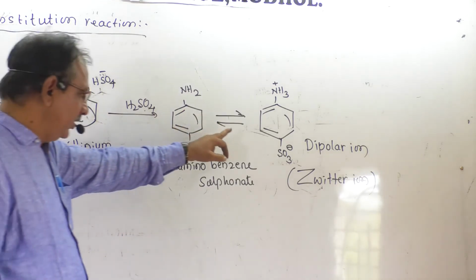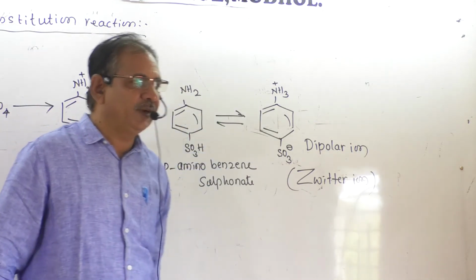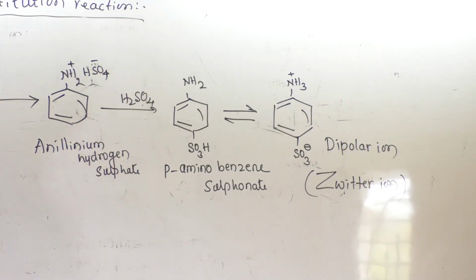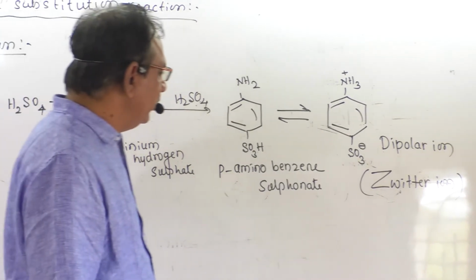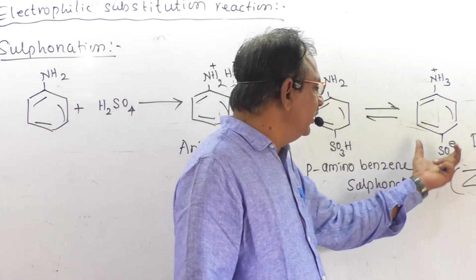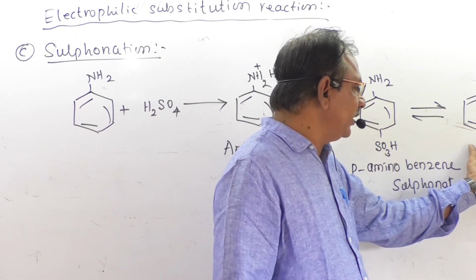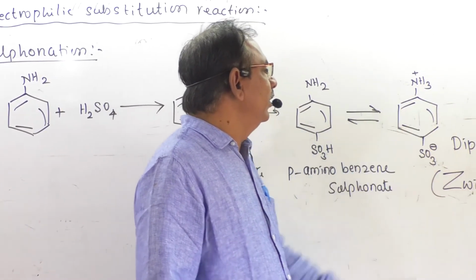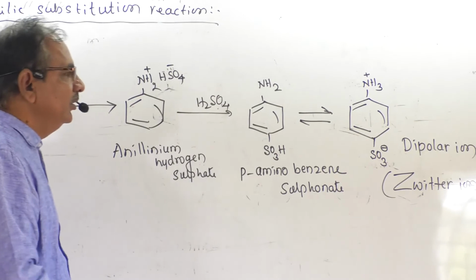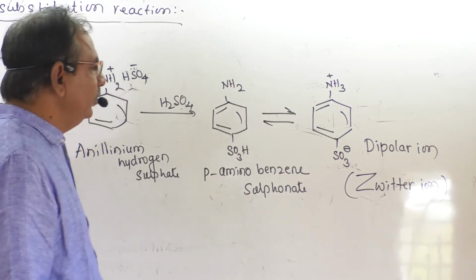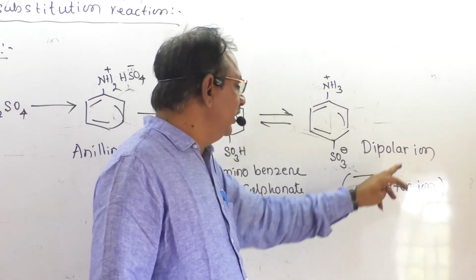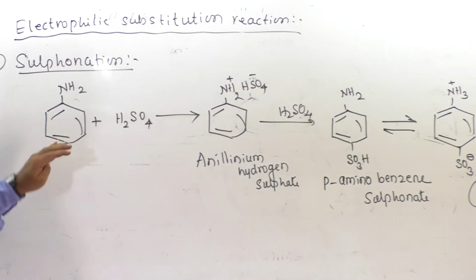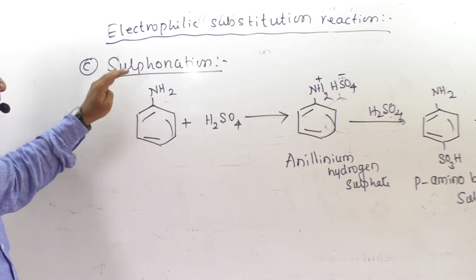We have seen this in the case of amino acids. A Zwitter ion means the dipolar ion formed by the transfer of an acidic proton and the gain of that proton, which takes place within the molecule to form a dipolar ion. That dipolar ion is called a Zwitter ion. So this is about the sulfonation reaction.